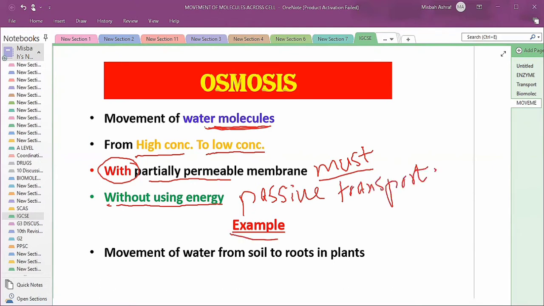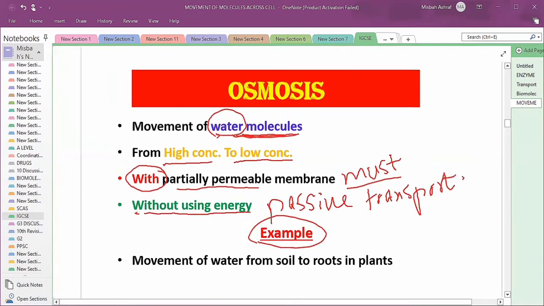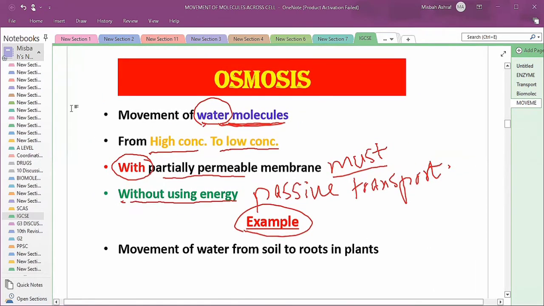Right? It's only the movement of water. It's not the movement of all liquids. Only water will move by the process of osmosis. An example is the movement of water from soil to roots in the plant. This is one example. Can you name any other example of osmosis?